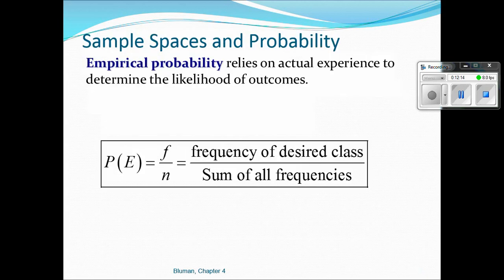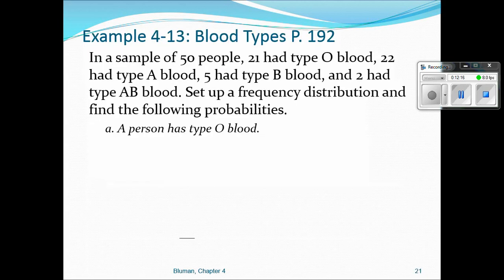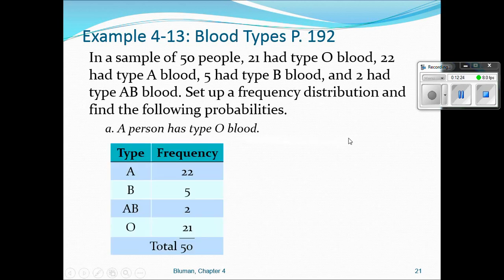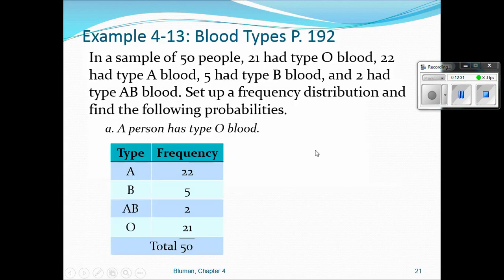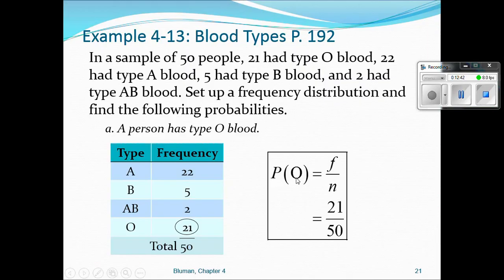we did an experiment, okay? If we're looking at only those 50 people and we randomly pick one of them, what is the probability that that person has type O blood? So again, we're looking at the frequency in the desired class. The desired class is O blood. So what's the frequency? 21. What's the total sum of all the frequencies? 50. So our probability of picking O blood is 21 over 50.